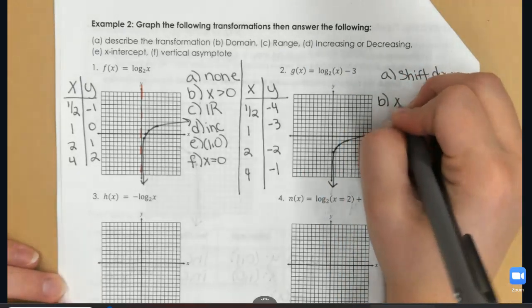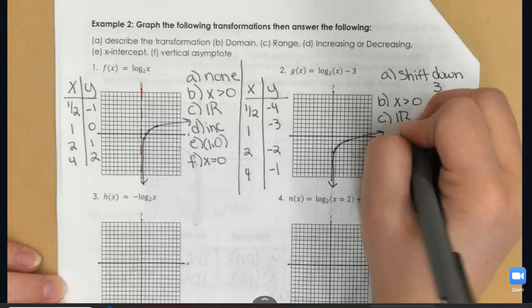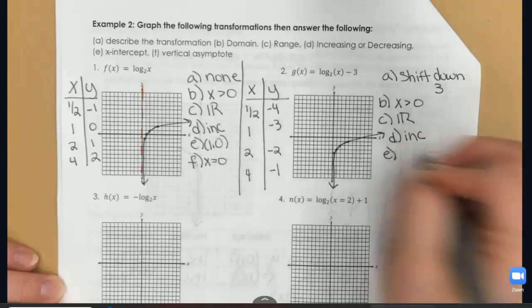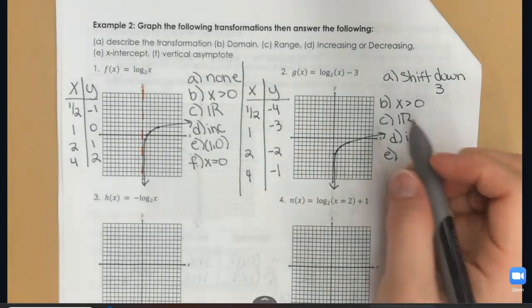Our domain did not change. X is still values greater than 0. Our range is still all real numbers. We still have an increasing graph. But where is my x-intercept now? An x-intercept is when your y value is 0.